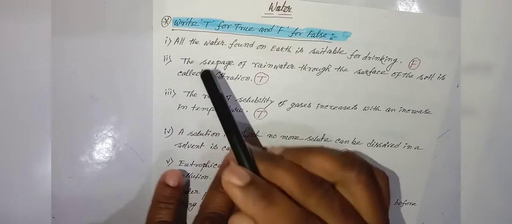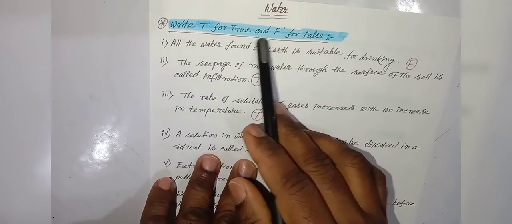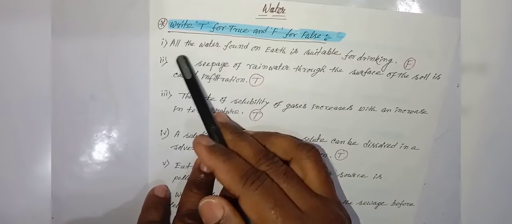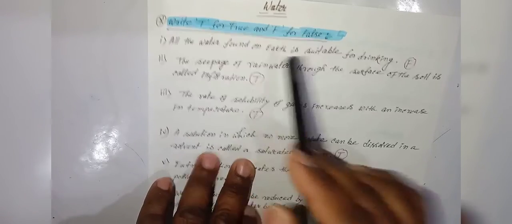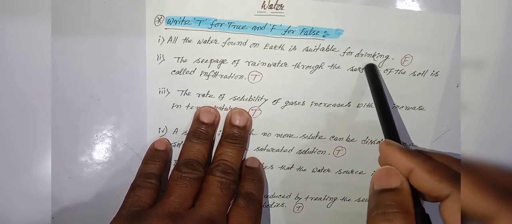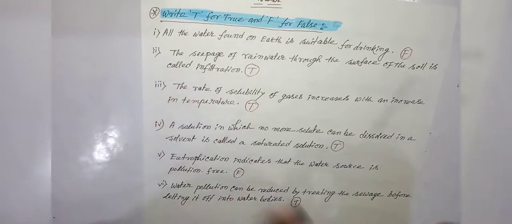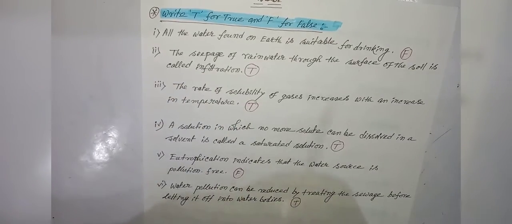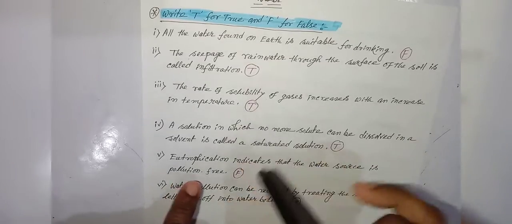Next item, write T for true and F for false. All the water found on earth is suitable for drinking. False. The seepage of rainwater through the surface of the soil is called infiltration. True.